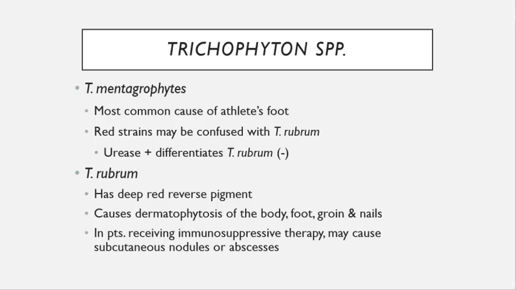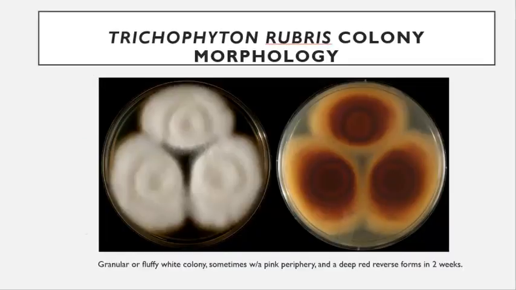T. rubrum has a deep red reverse pigment on the plate for growth. T. rubrum causes dermatophytosis in the body, the feet, the groin, and the nails. In patients receiving immunosuppressive therapy, T. rubrum may cause subcutaneous nodules or abscesses. Here's an example of Trichophyton on a media plate. You can see the fluffy white colonies on the front side of the plate, and you can see the dark red pigmentation of the colonies on the reverse side of the plate, and this is after 2 weeks of growth.